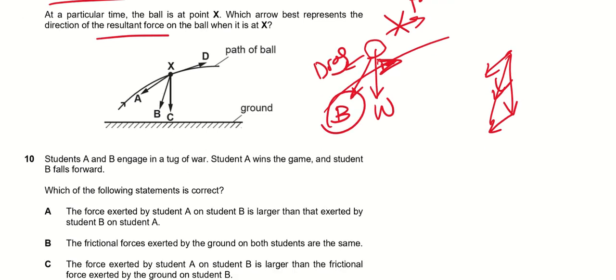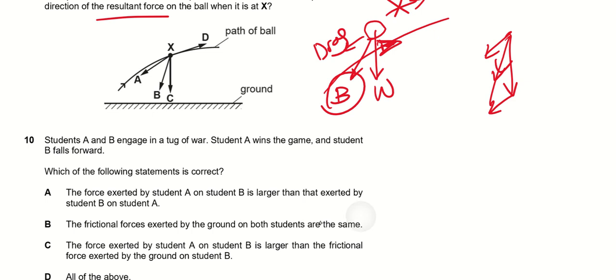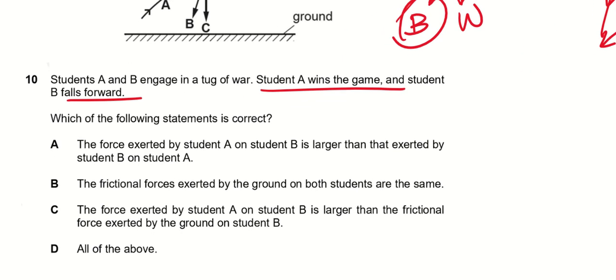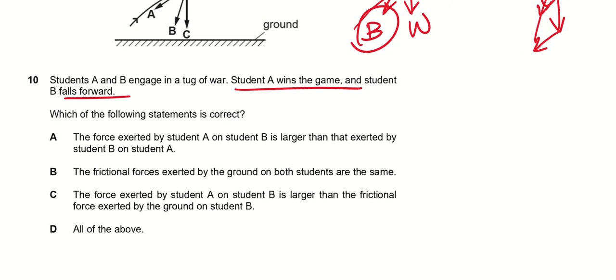So I shift this here, and this will be my resultant force, which is looking like B. Now, students A and B engage in a tug of war. Student A wins the game and student B falls forward. Which of the following statements is correct? The force exerted by A on B is larger than that exerted by B on A. Is this true? This is our Newton's third law. So A on B should be equal to B on A. So this is not larger.